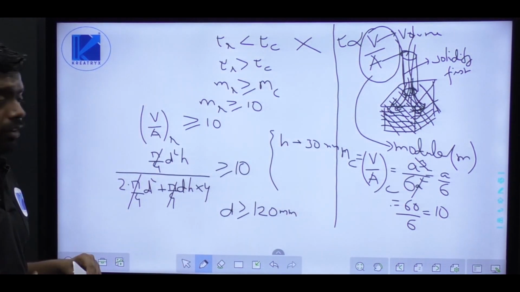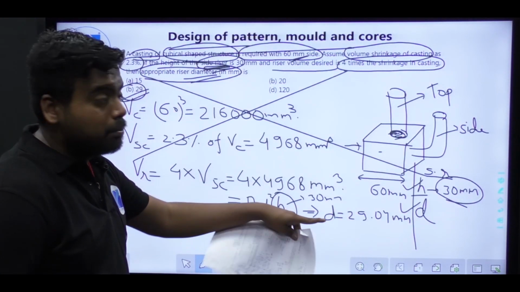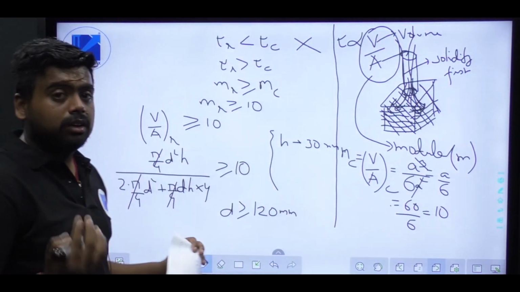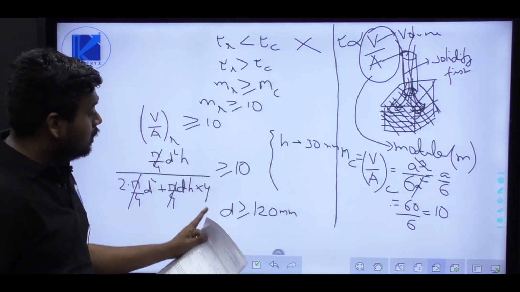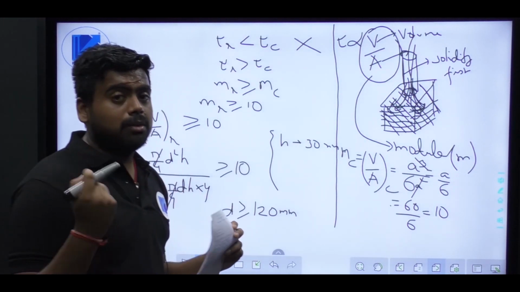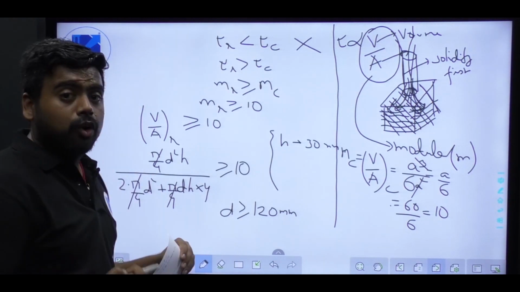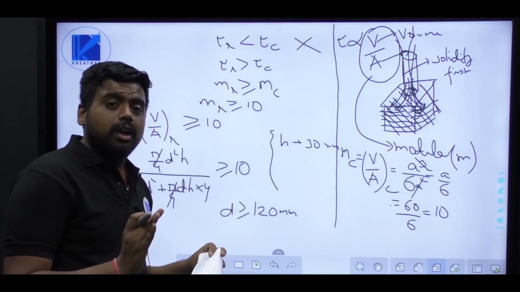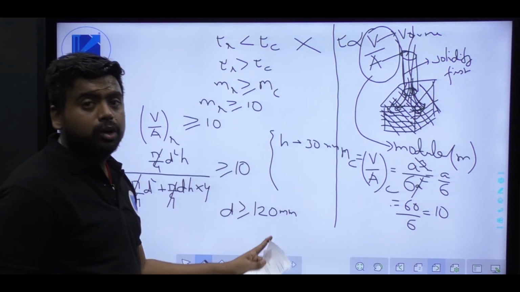So friends, previously we calculated d as 29.04 mm. But this was a theoretical calculation. Now, taking into consideration the solidification time, we found that d must be greater than or equal to 120 mm. Since 29.04 mm is less than 120 mm, 29 is not the correct answer. As I already told, 29 was a probable answer, but now we can conclude that no, 29 is not the right answer. So what is the right answer? D must be greater than or equal to 120 mm.